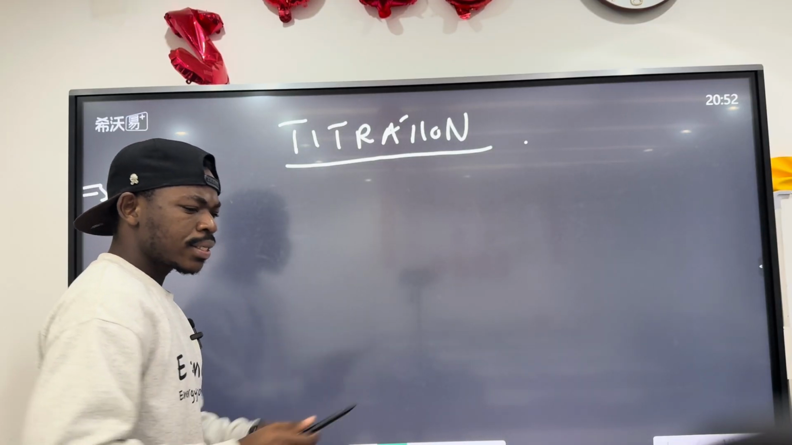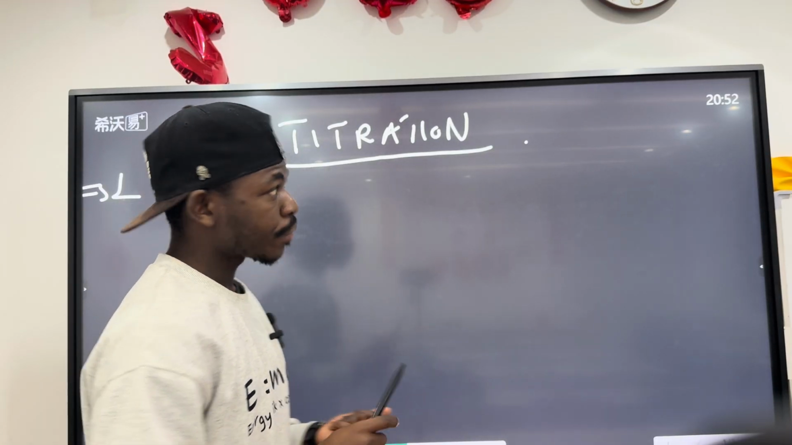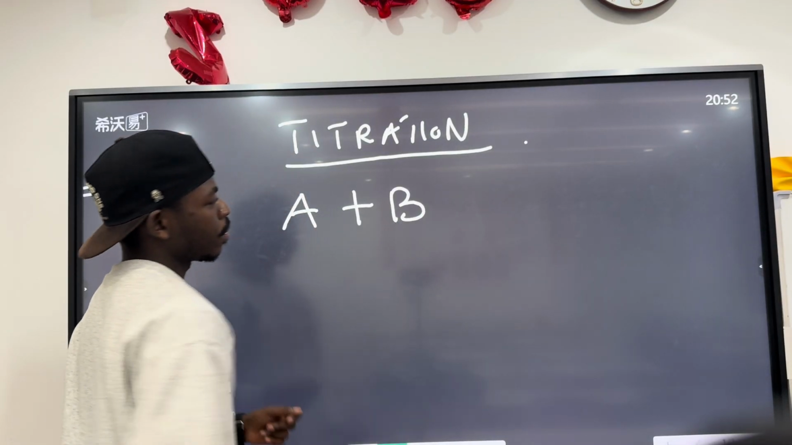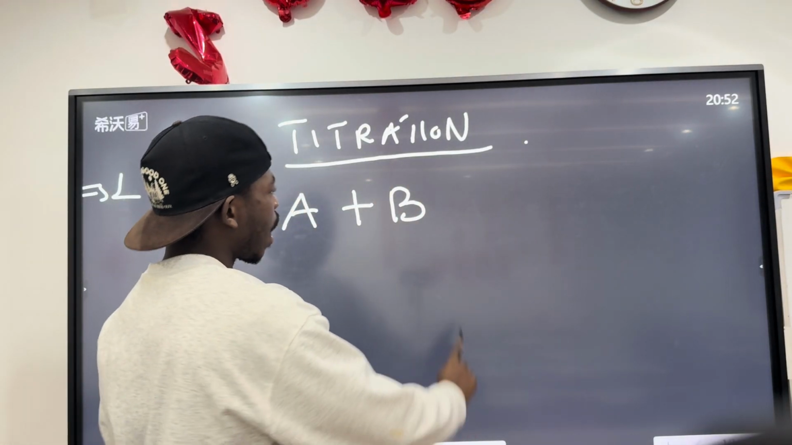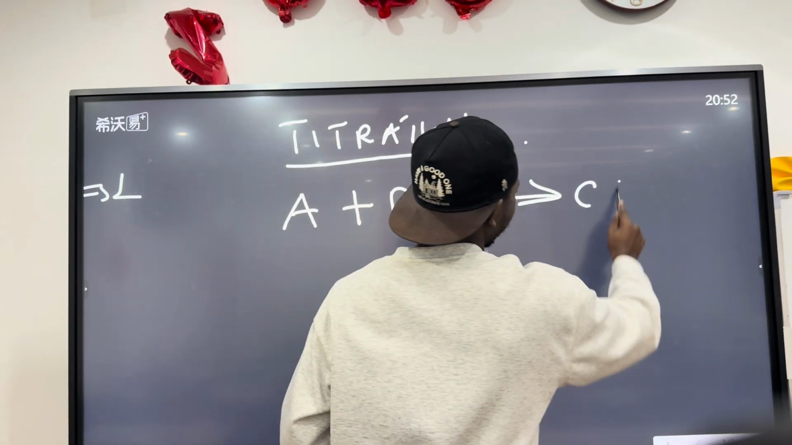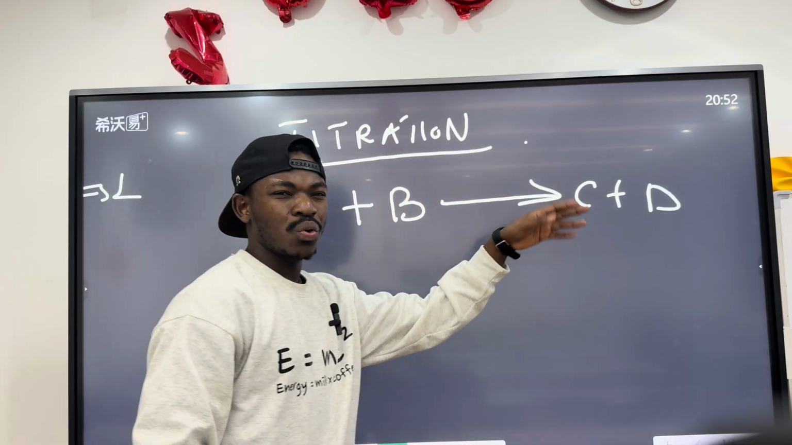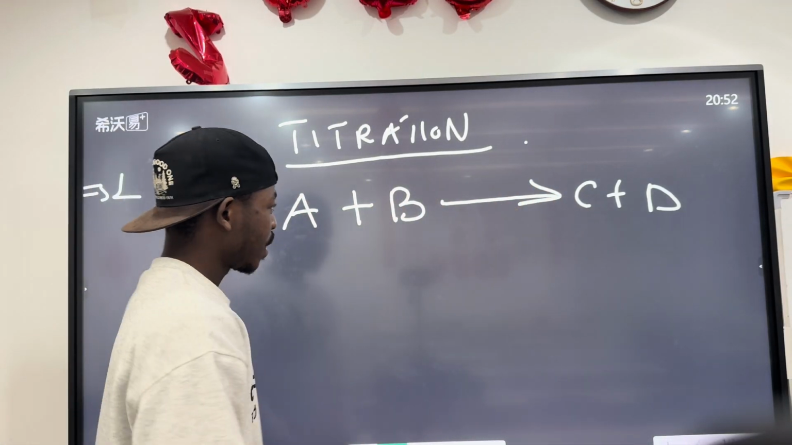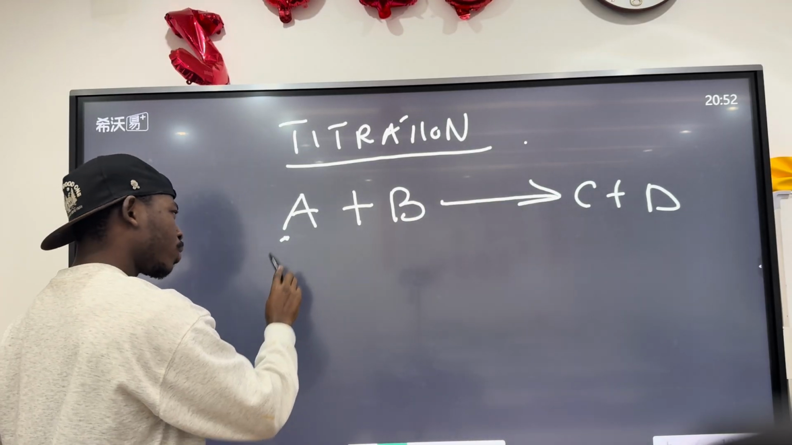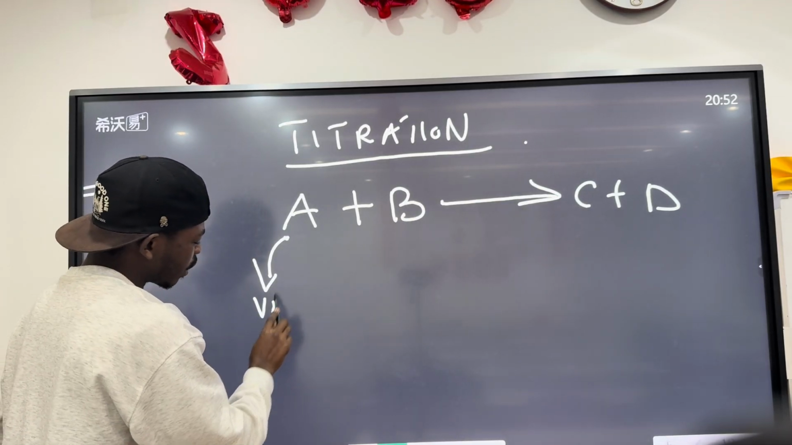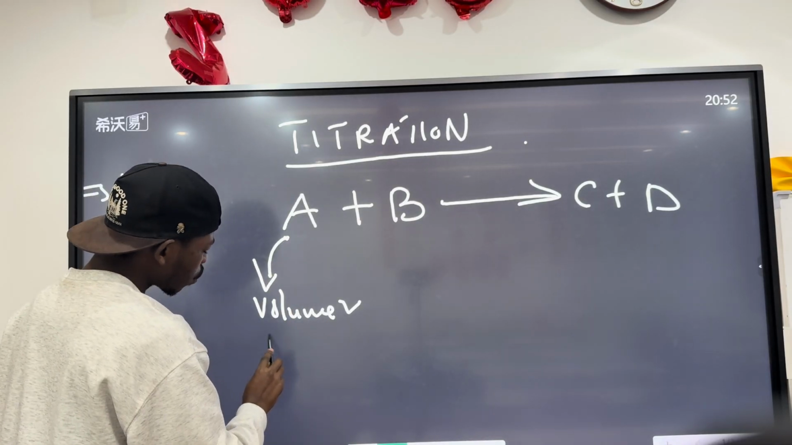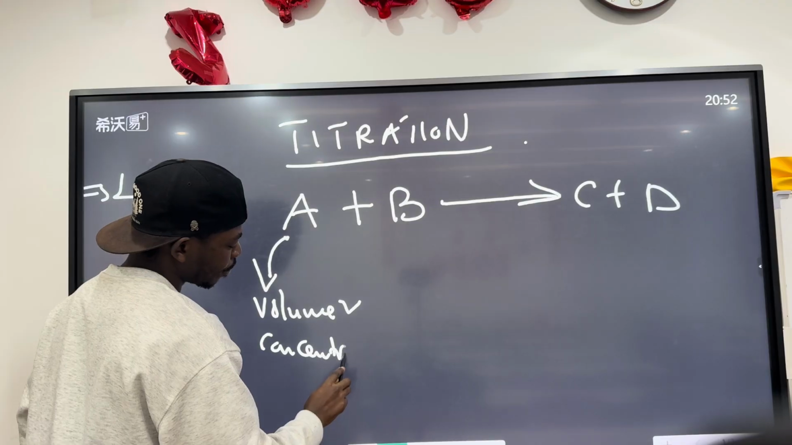So let's say I'm reacting two solutions. I have solution A and solution B. So these are reacting. I'm not interested in what they are forming. I know maybe they'll form C and D. But my goal is not to look at what they are forming. Now, what's so special about these two solutions, solution A and B? So solution A, we already know its volume. We know how much volume has been used. We also know its concentration.